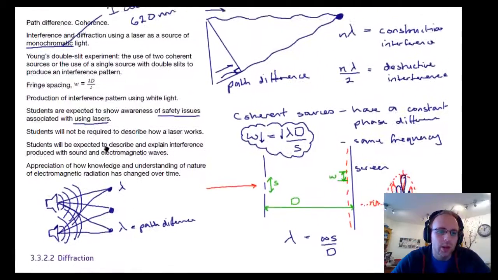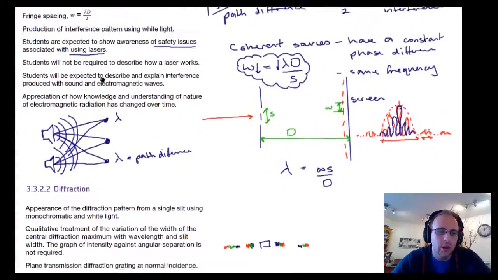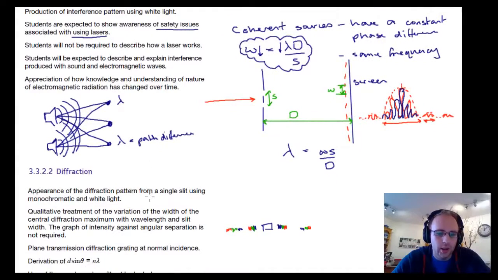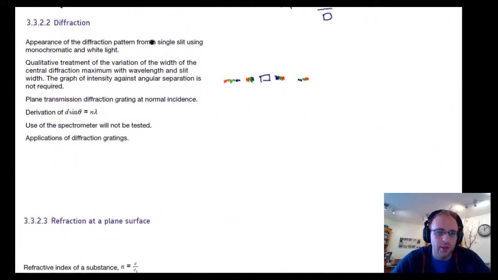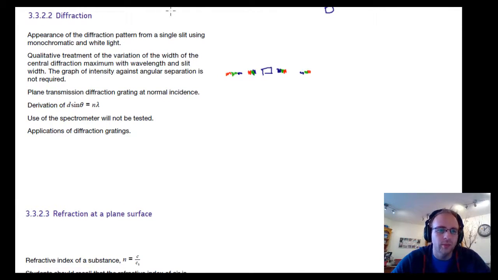We all done? Yeah. Okay. Diffraction. Oh, 2 sections left. Talking to myself. I do feel like I'm talking to myself when I'm doing this, which is good.